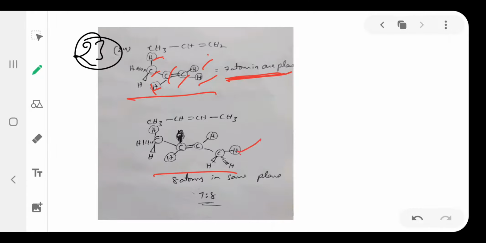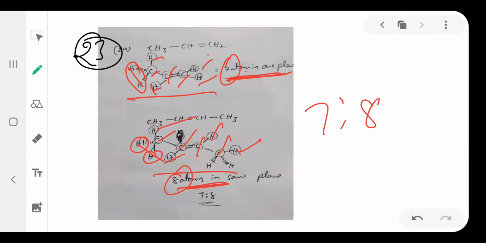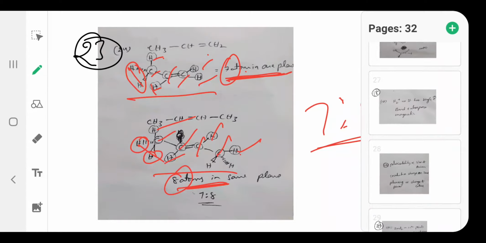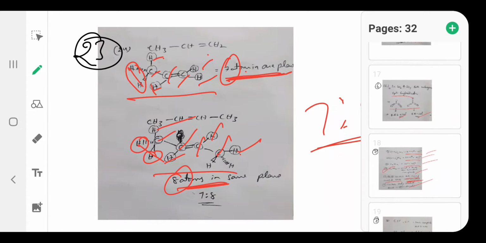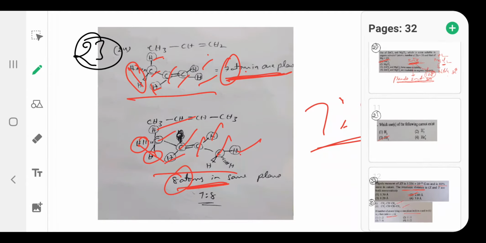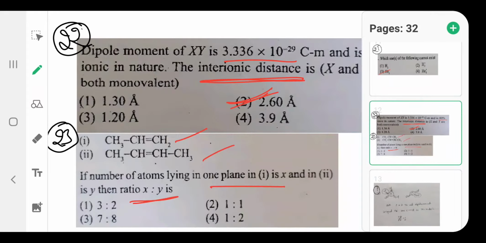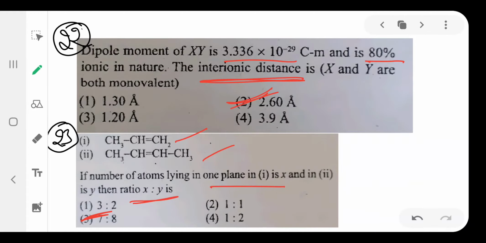In the second structure, 1, 2, 3, 4, 5, 6, 7, 8: these 8 atoms are in the same plane. These two are not in the same plane, and likewise these two are also not in the same plane. Here 8 atoms, there 7 atoms, so the ratio is 7 is to 8. The option is 7 is to 8, option 3.